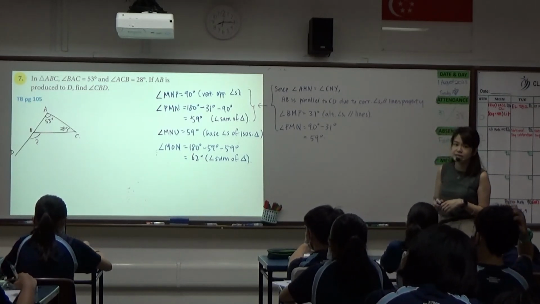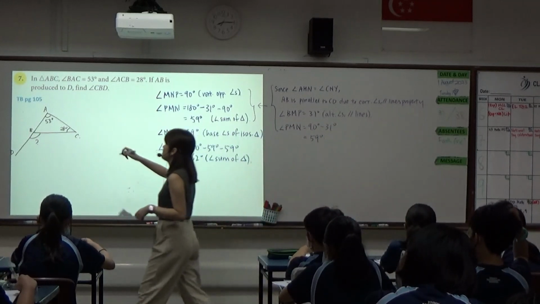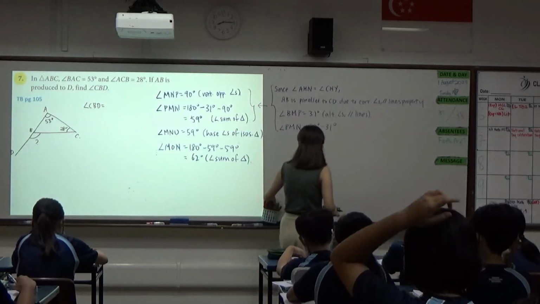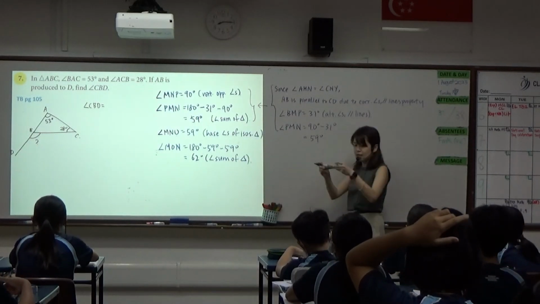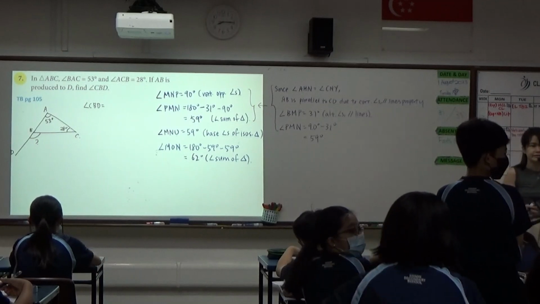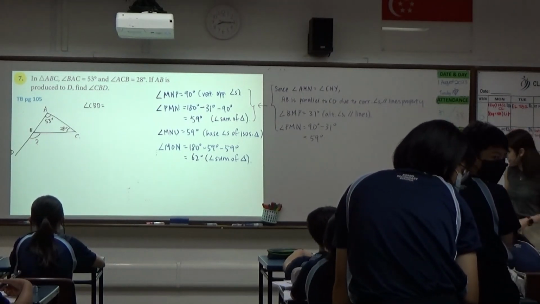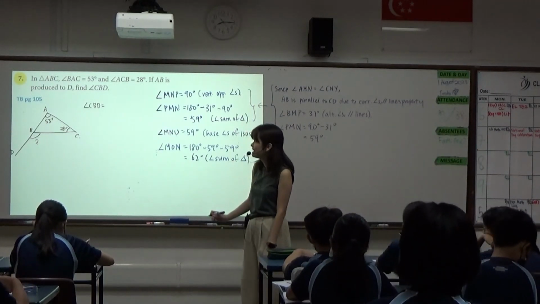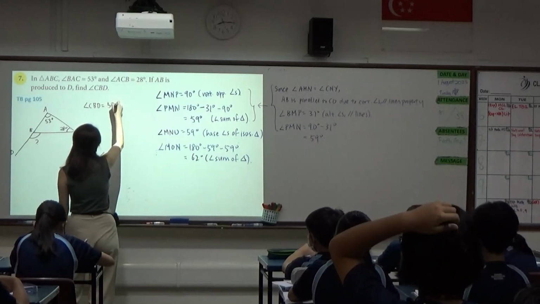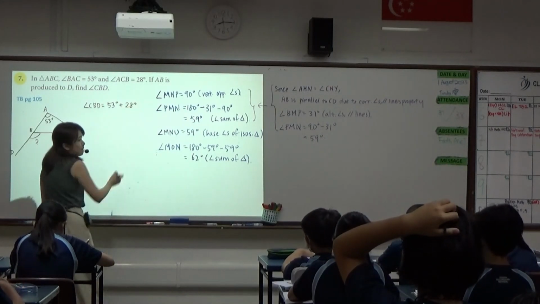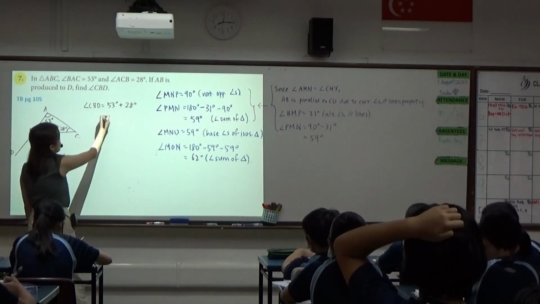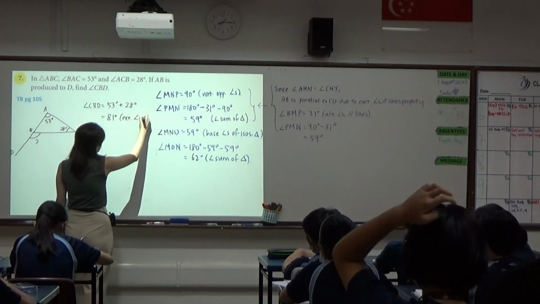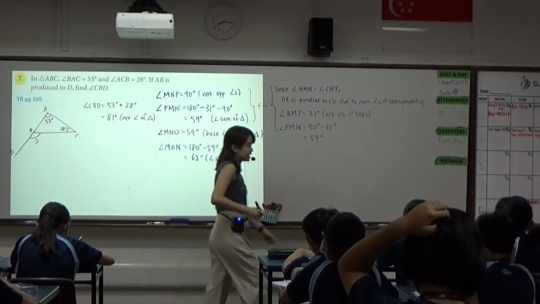Okay, I'm not sure whether you can see it. How would angle CBD be found? It only requires us one step. Call a name, yeah? Okay, Evan. Yes, Evan. 53 plus 28, and the property you are using is exterior angle of triangle. Okay, so you will be getting 81 degrees.